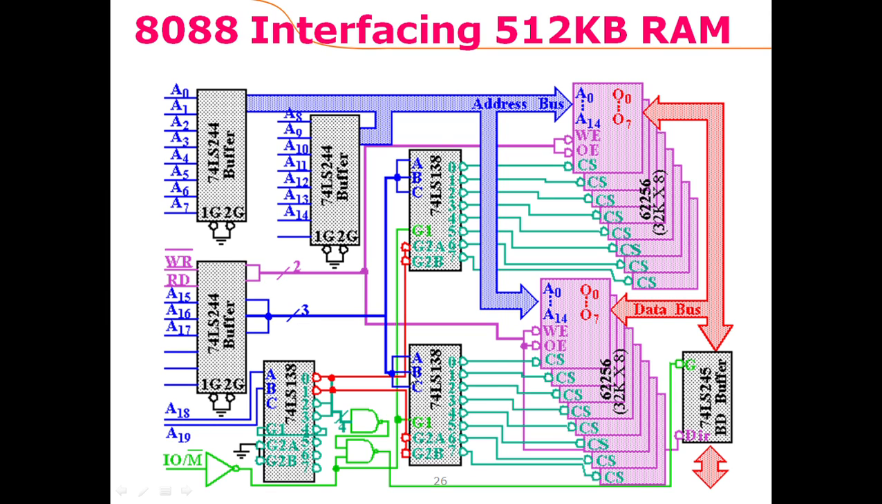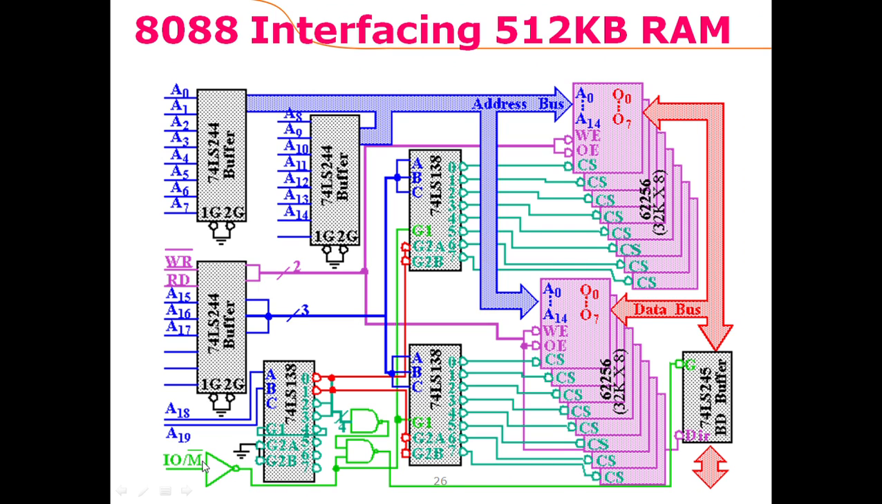So these 2 bits would choose or enable either of these 2 decoders, which would in turn select a chip inside that particular bank. So this is a bank of memory chips. This is another bank of memory chips. This bank is providing 256 kilobyte of memory. This bank is providing 256 kilobyte of memory.